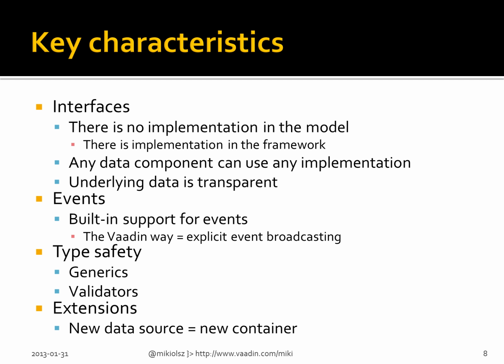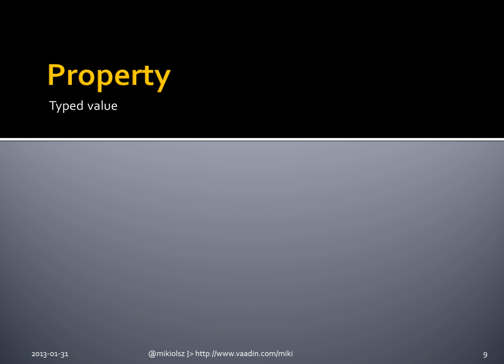Of course, there are events to these three key concepts. There is a built-in support, and this is done the Vaadin way. So by default there are no events, and you have to explicitly state that a particular property or item or container broadcasts events. There is type safety provided with the data model, so there is built-in support for validating user input. And then there are, at least to some extent, generics which allow you to nicely go around with the properties and their types in your code. And of course, since these are all interfaces, this can be easily extended by just implementing the interface.